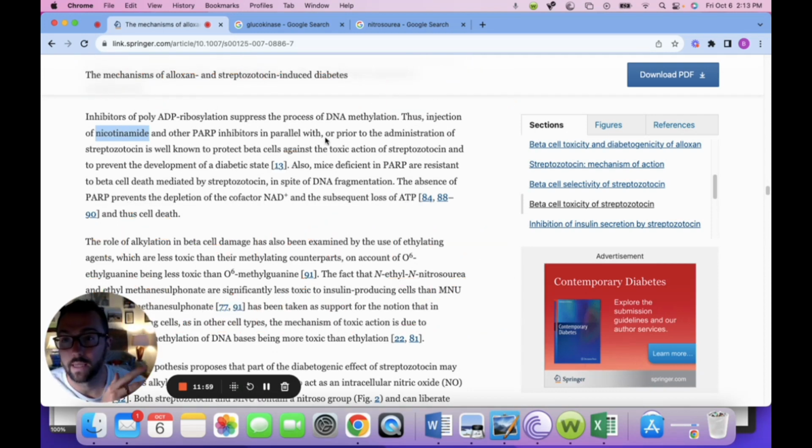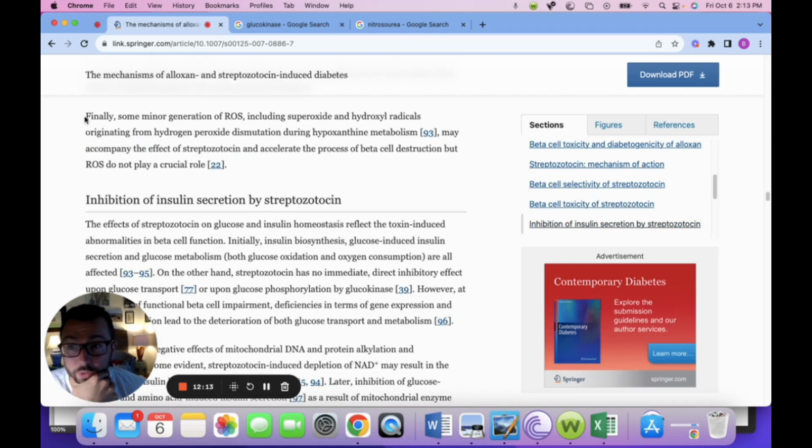So they were saying that nicotinamide, prior to the administration of streptozotocin, is a well-known protectant of beta cells against the toxic action of the drug. And just like with alloxan, they talk about how it may not be the major factor of streptozotocin, but it is a residual factor in that it is able to generate ROS, specifically superoxide and hydroxyl radicals, which are what are causing that inflammatory cascade.